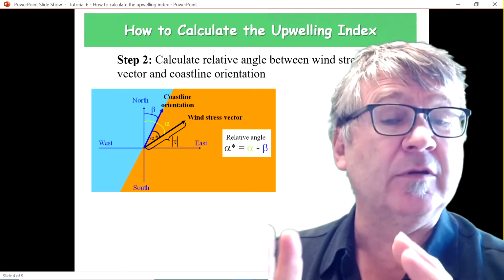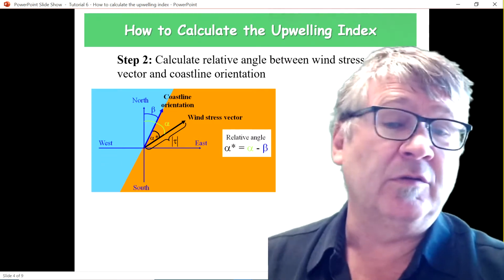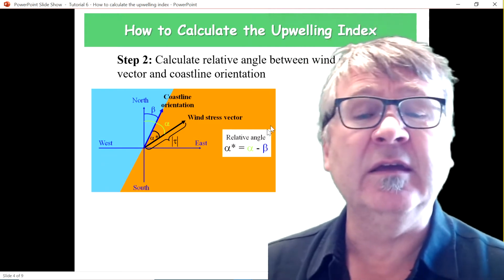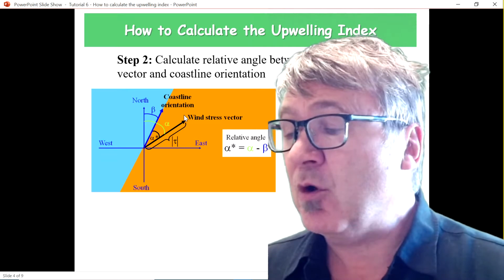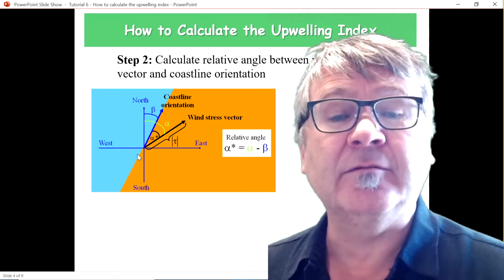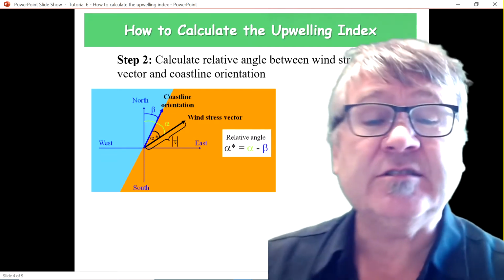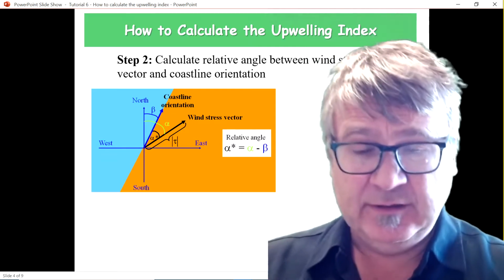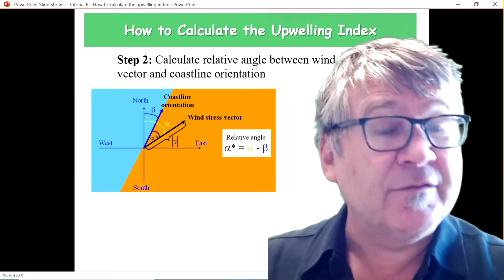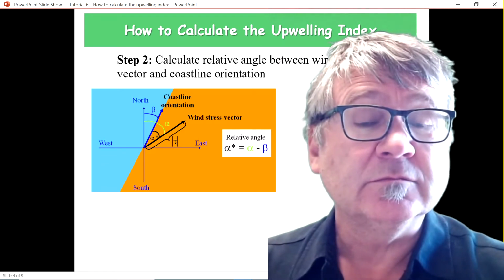And here's one example. You can see a certain coastline orientation, okay, and you have a wind stress vector that you can draw. The black arrow is the wind stress vector. Okay? And the orientation of the wind stress vector is based on absolute coordinates relative to the Earth, indeed, relative to north.